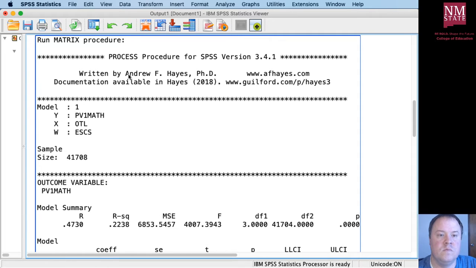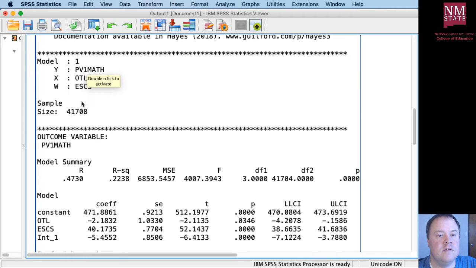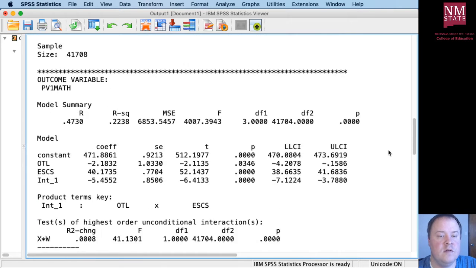Okay, so see here, model 1, Y, X, W. Sample size total was 41,708. That's actually pretty good. And we know most people have an ESCS value. Everyone has a PV1 math value. So this is really being limited mostly by the opportunity to learn variable.